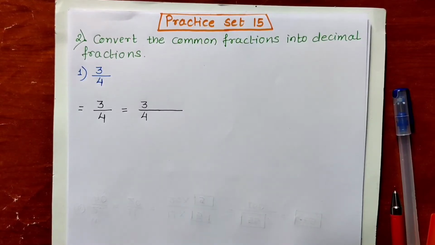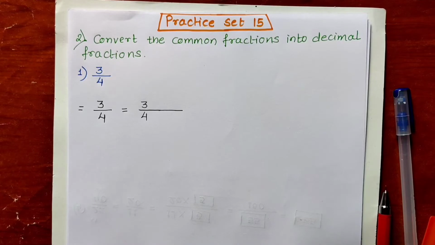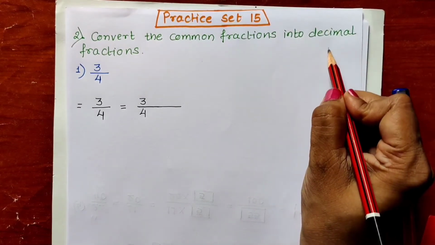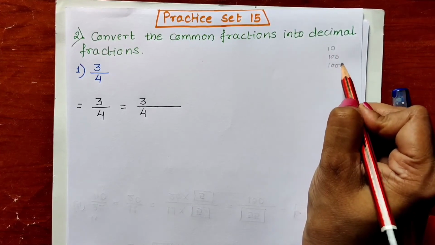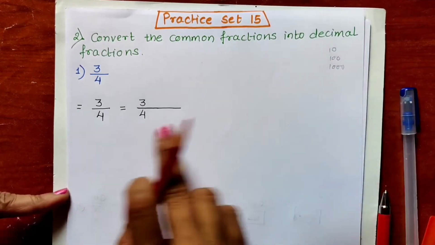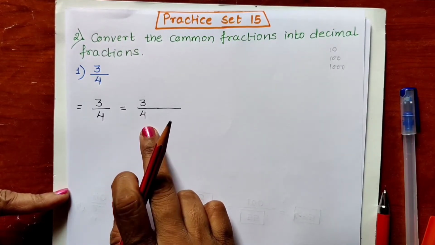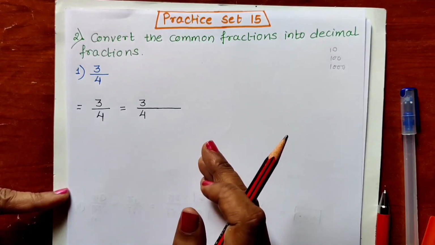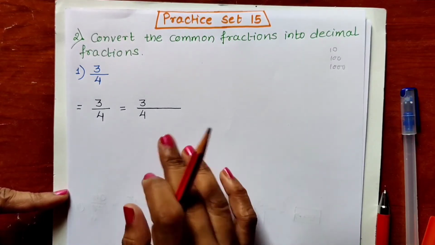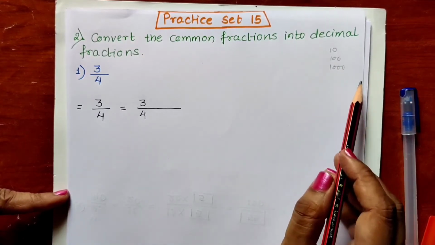Okay, always see that in the denominator we should get the numbers which are multiples of 10. That means we should get 10, 100, 1000 like that. These numbers we should get in the denominator. So for that we have to multiply the denominator by some numbers, or sometimes we have to divide also to get 10, 100, 1000 like that.